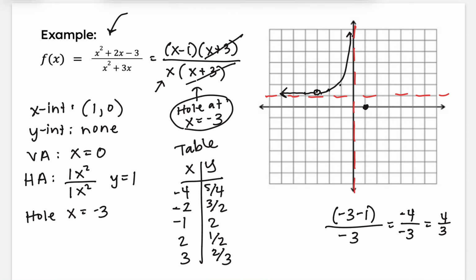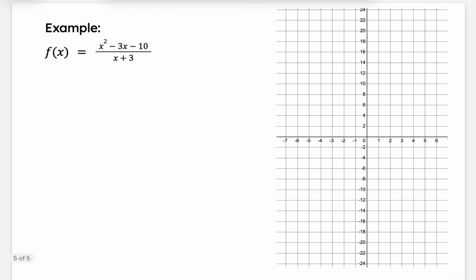And then over here we have 2, 1/2, 3, 2/3. So we can kind of see that's that half of the graph. Okay, so those are all those key features and how we find them. Okay, let's look at our next and final example.